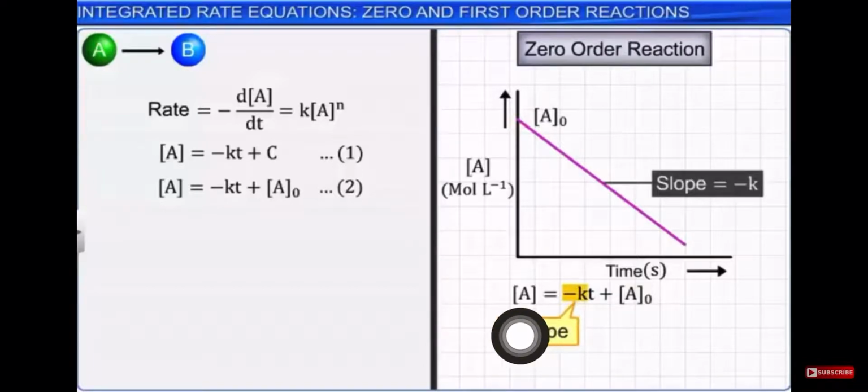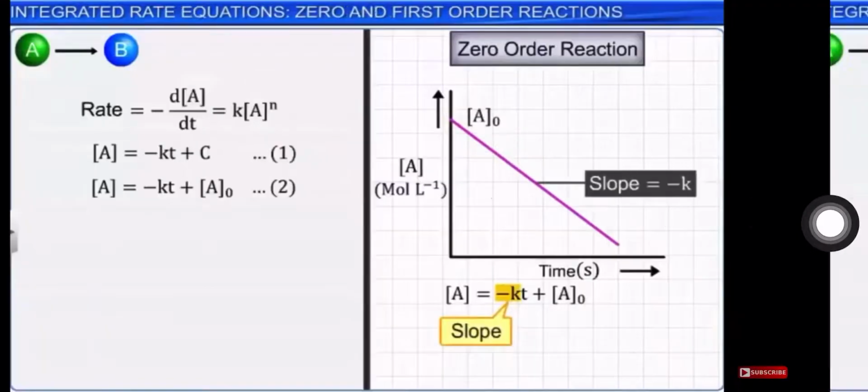I'm repeating this again. We have an equation: concentration of A is equal to minus KT plus concentration of A0. Now A0 is definitely going to be here only because it is at the initial position, right? As we have seen, this is A and this is time. So we got A, we got time, and we got A0. So the slope that we are getting is nothing but our minus K.